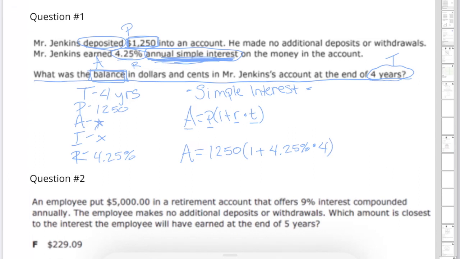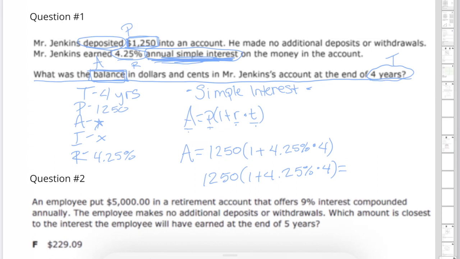So now I have my formula filled in. I have P filled out, R, and T, and I'm still looking for A, right? So I have 1,250 times 1 plus 4.25% times 4. So I'm going to put this in my calculator, and when I put this in my calculator, I won't put A equals. So I'll just have 1,250 times 1 plus 4.25% times 4. So I put that in my calculator, and I'm going to give you guys a few seconds to go ahead and fill that out and put that in your calculator.